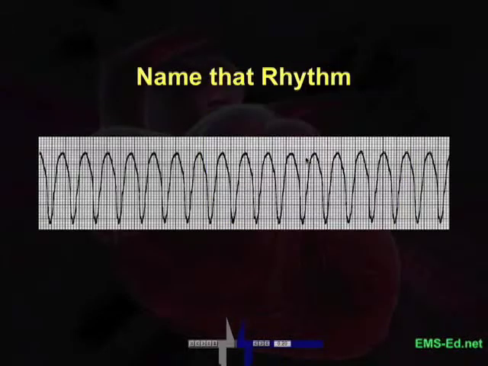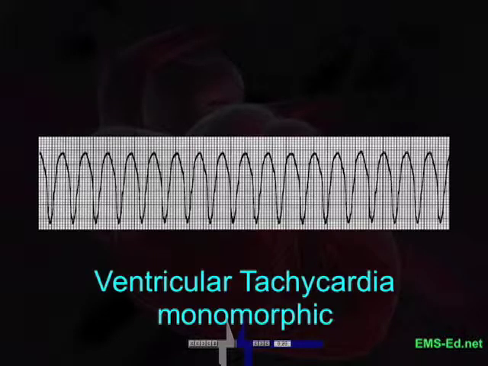Not all wide QRS complexes are ventricular, and another video delves into deep analysis of wide complex tachycardias. But this one is ventricular, so we'll call it ventricular tachycardia. See the waves? They all look alike. Therefore, we call it monomorphic. Mono means one, morphic means shape.